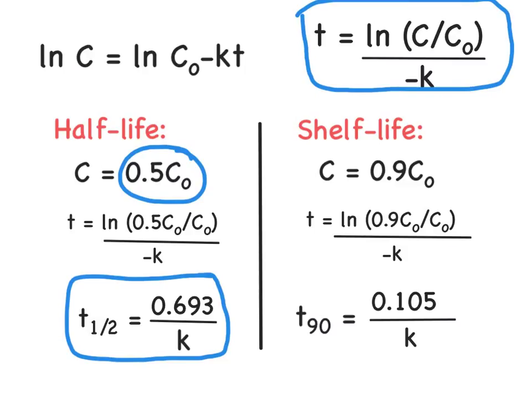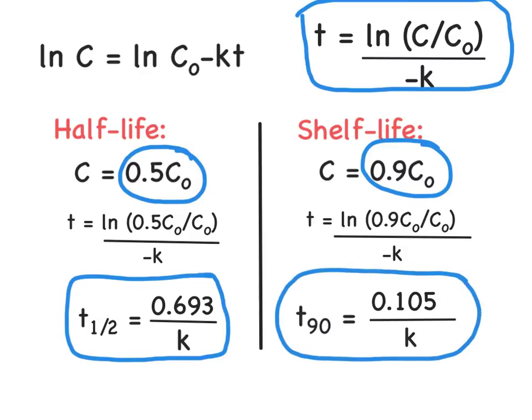We can take a similar approach to looking at shelf life. So recall our shelf life is when our concentration is going to be equal to 90% of the original concentration. So we can plug that term into our equation, and we would find that our time would be equal to ln 0.9 times C0 divided by C0. So essentially we're just taking the natural log of 0.9 over negative K. So ultimately our t90 is going to be equal to 0.105 over K. So that's the shortcut equation that we've been using.